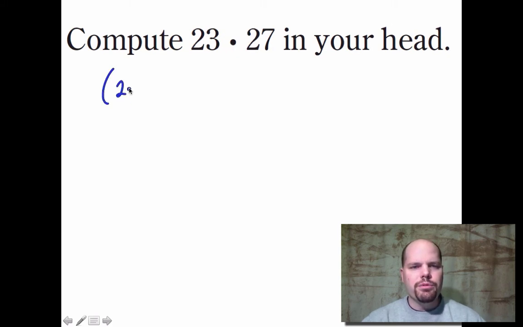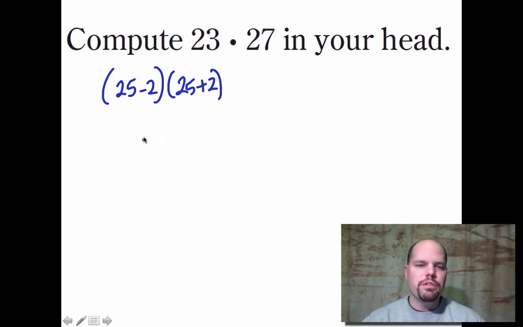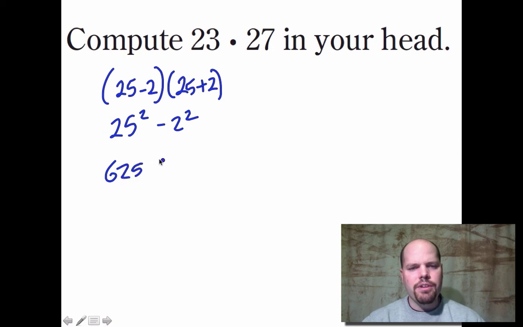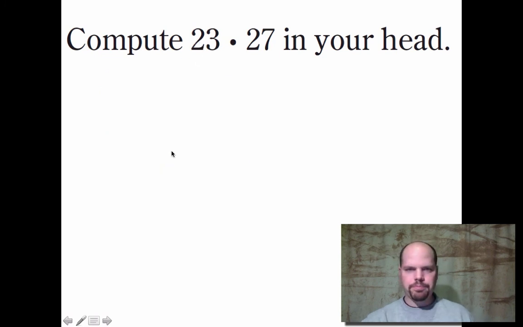Well, the first one, 23, is going to be 25 minus 2, and 27 is going to be 25 plus 2. See what I did? I went halfway in between there. They're the same distance from 25. So we would say 25 squared minus 2 squared. 25 squared is 625. 2 squared is 4, so this would be 621. That's a pretty quick calculation without using a calculator.